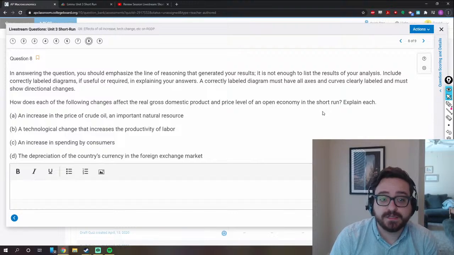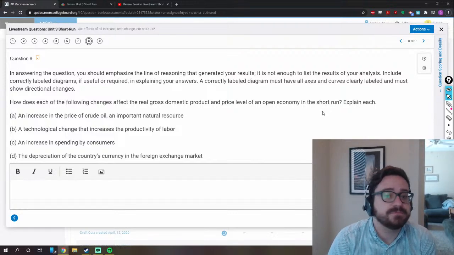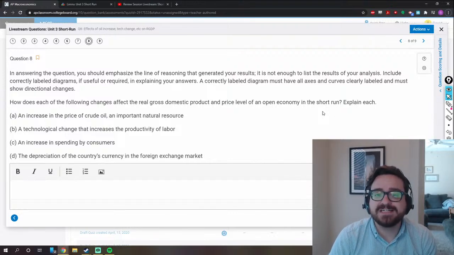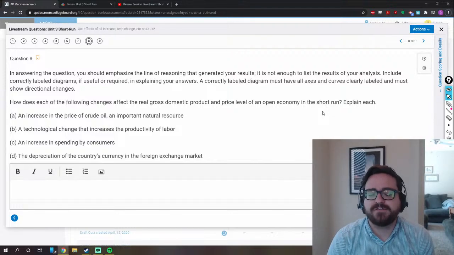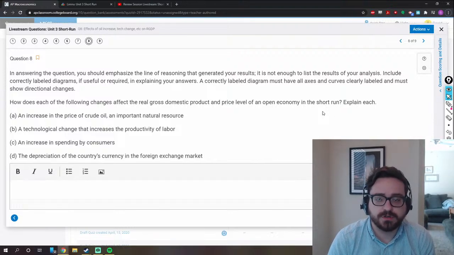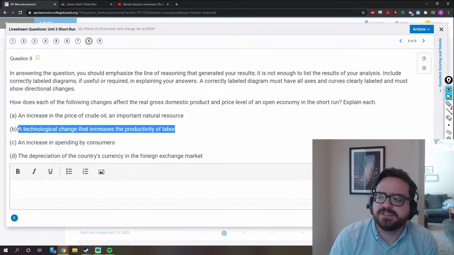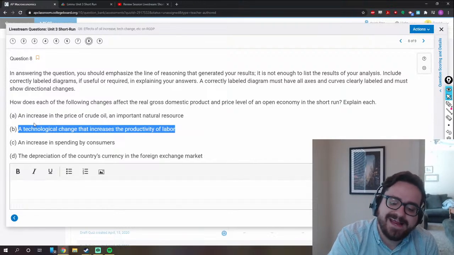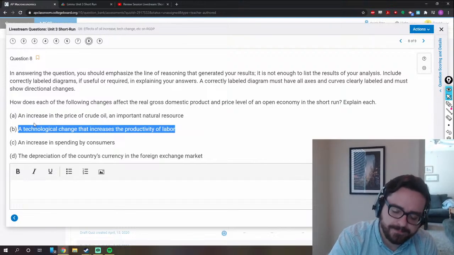GDP should be falling because if it's more expensive to produce things, we cannot produce as much stuff, so lower GDP. And price level should be rising because if it costs more for business to produce a thing, they're going to have to charge more for consumers to buy it. B, technological change that increases the productivity of labor. Okay, labor is more productive. That helps businesses produce more. So instead of supply going down, supply would be going up.